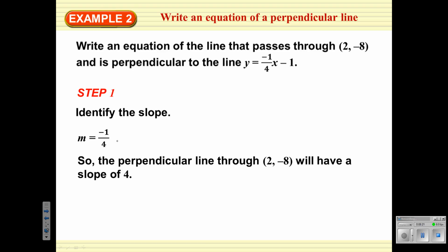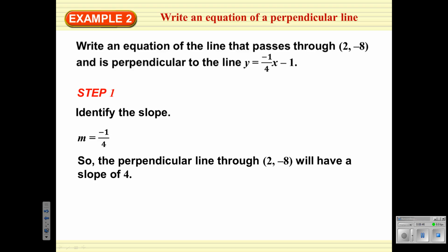To have a perpendicular line, we need the negative reciprocal. So flip it, 4/1, and make it the opposite sign. So 4/1 and positive. Our perpendicular line will have a slope of positive 4. A parallel line would have a slope of -1/4. Perpendicular, positive 4.